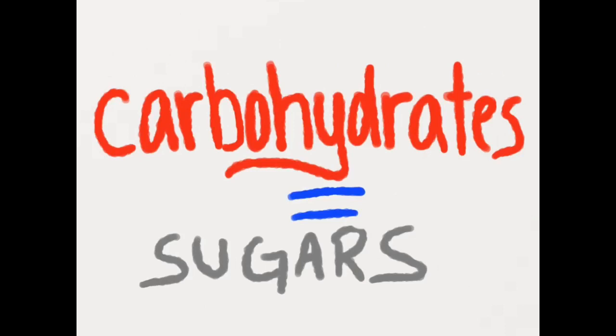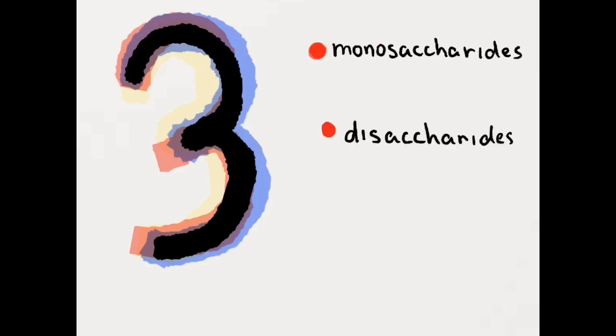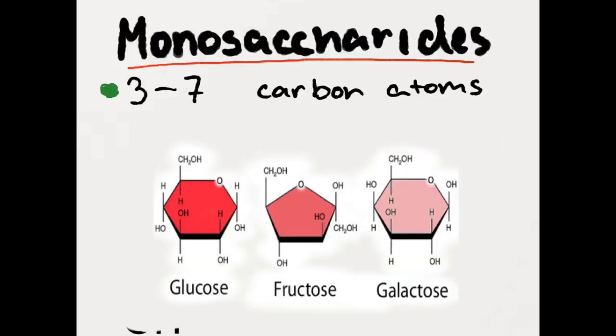Carbohydrates, also known as sugar, are formed by carbon, hydrogen, and oxygen, or CHO. They help us with direct energy. There are three main kinds of carbohydrates. Let's look at them. The first one is monosaccharides. They are conformed by only a small molecule with 3 to 7 carbon atoms. Some examples are glucose, that is found in the cell, fructose, found in fruit, and galactose, found in dairy.